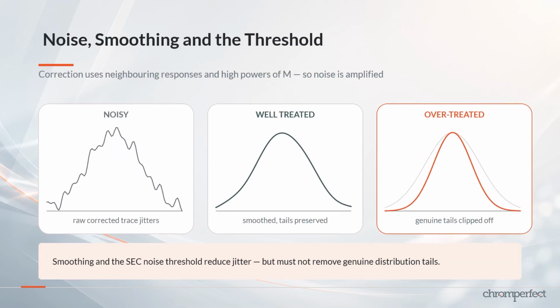The calculation uses neighboring detector responses and high powers of molecular weight. Noise near the baseline can therefore create unstable corrected estimates, particularly at the ends of a peak. Smoothing and a suitable noise threshold can reduce these effects, but they must be used without excluding genuine distribution tails or distorting the chromatogram. Axial correction should consequently be regarded as a model-based estimate, not as a direct measurement of the true, unbroadened distribution.